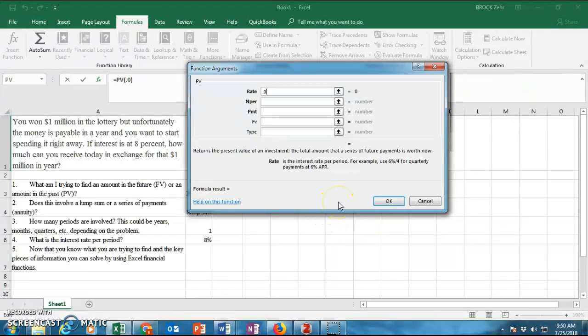The rate that we're talking about is 8%. Number of periods is 1 year. We don't have a series of payments. Instead, we have a lump sum. We know that in the future, we're going to receive $1 million.